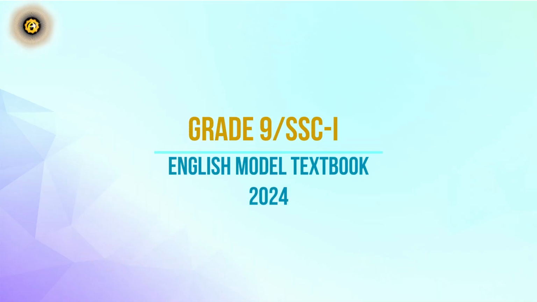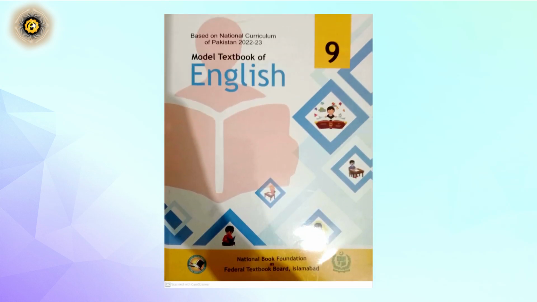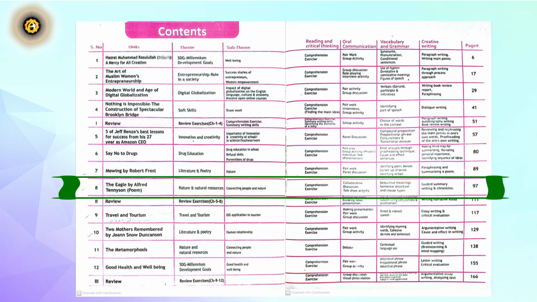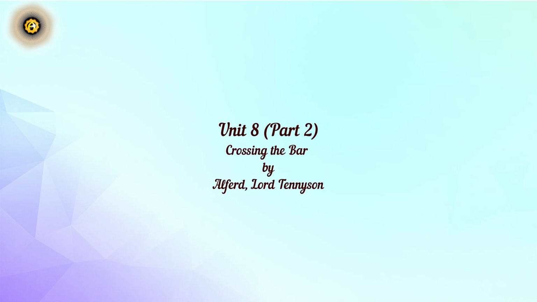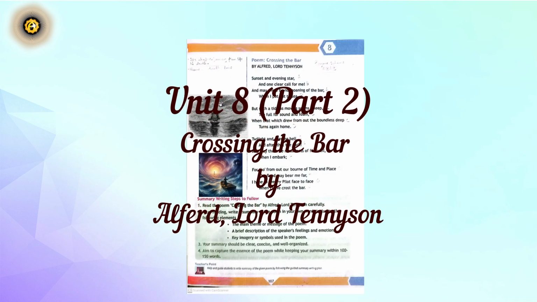In this video, we will discuss SSC 1 grade 9 English from the model textbook of English. We will cover all of the units. In this video, we will discuss unit number 8, a poem. This is part 2, Crossing the Bar by Alfred Lord Tennyson.